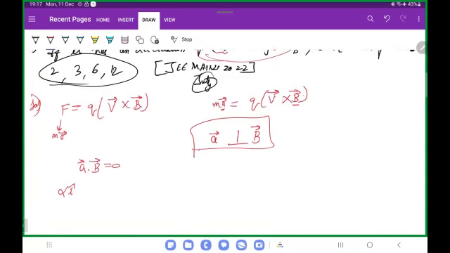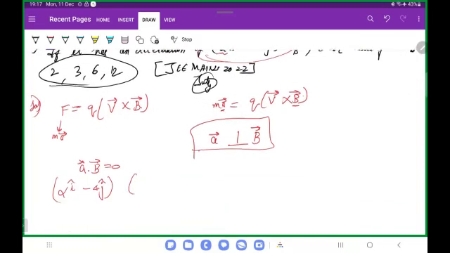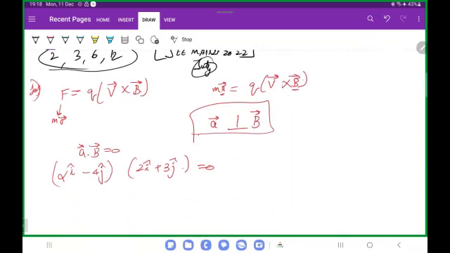If it is equal to zero, what is A? Alpha i cap minus 4j cap, dotted with 2i cap plus 3j cap, equals to zero. Now, how to expand this? 2 alpha minus 12 equals to zero. So alpha equals to 12 by 2, which is 6. 6 is the answer.